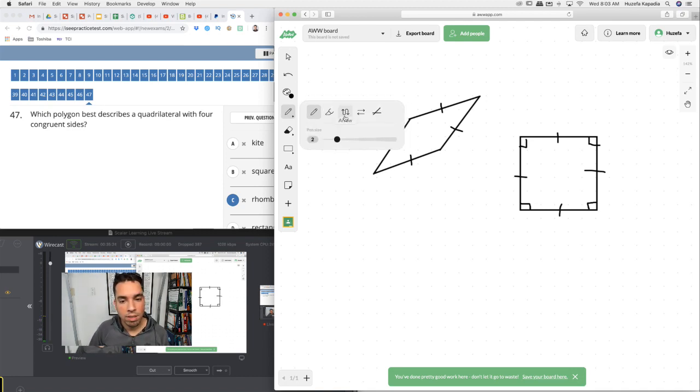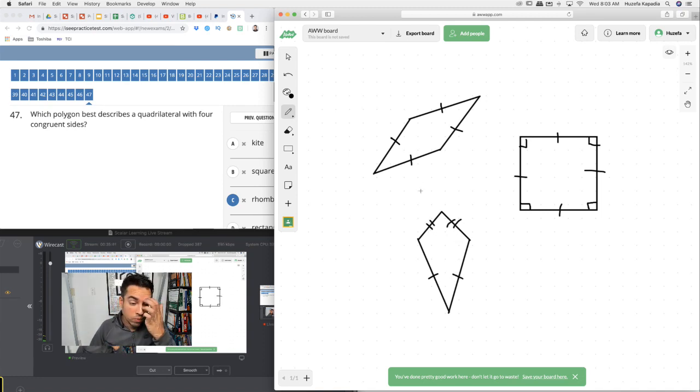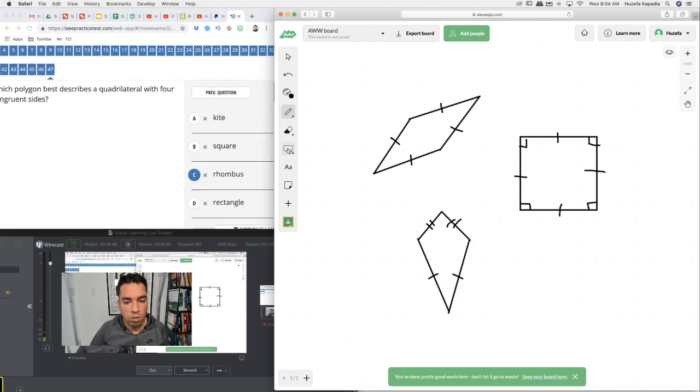A kite looks like literally a kite. Now, technically, a rhombus and a square actually are both kites. The definition of a kite is that 2 sets of adjacent sides are congruent. This is equal to this, and this is equal to this. So not all 4 sides of a kite have to be equal. And then a rectangle, of course, we know not all the sides are equal. Opposite sides are equal, right? But that's it. Not 4 congruent sides, so it's a rhombus.